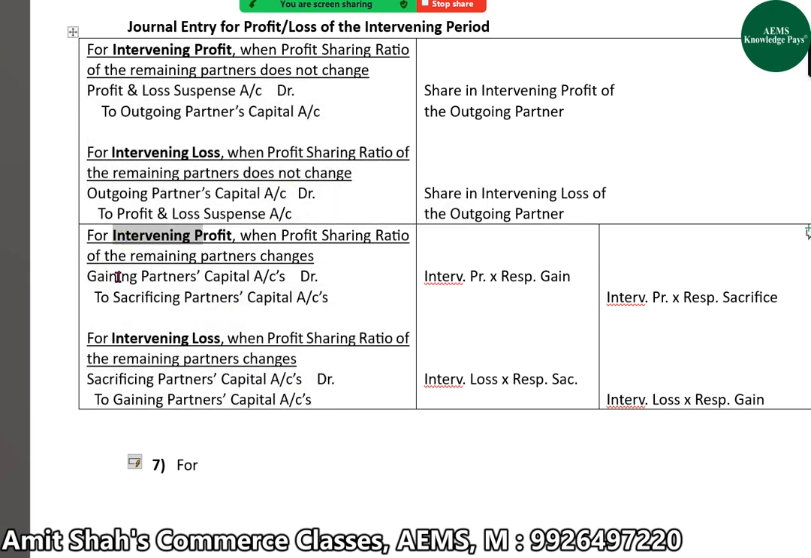So for intervening profit, we will debit gaining partners capital accounts and credit sacrificing partners capital accounts. In case of intervening loss, we will debit sacrificing partners capital accounts and credit gaining partners capital accounts. That's it.